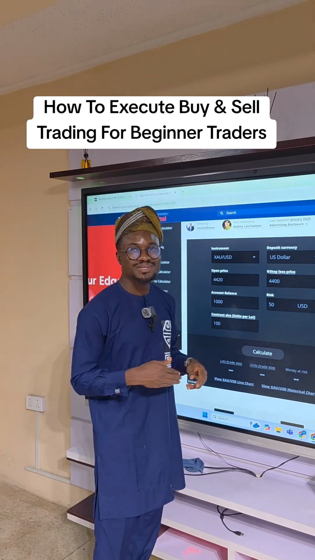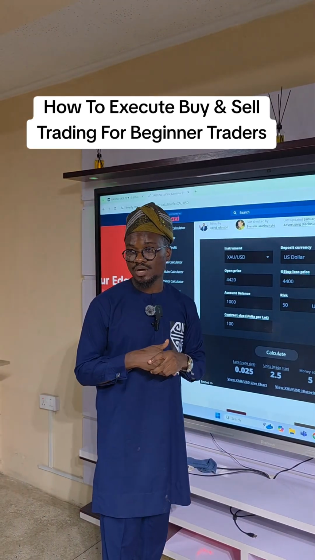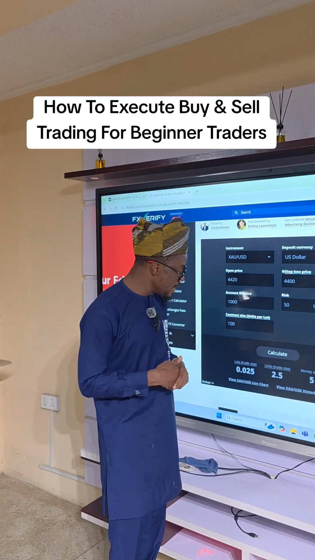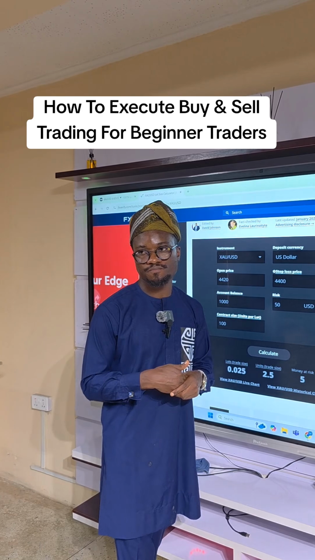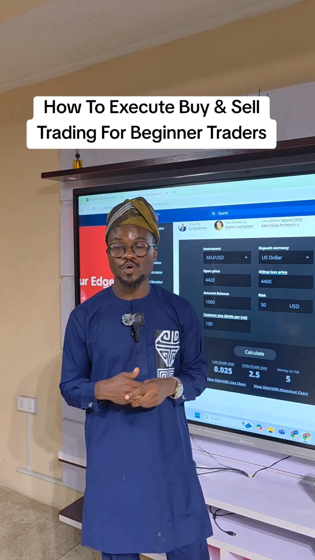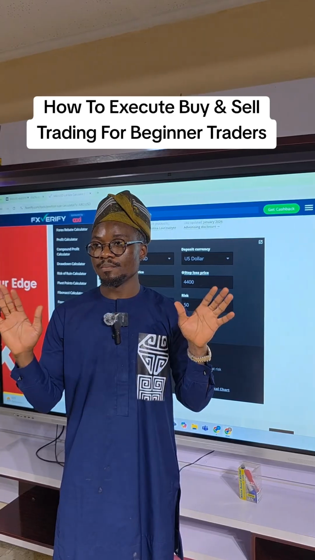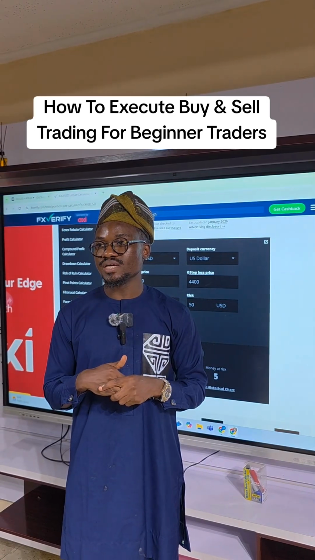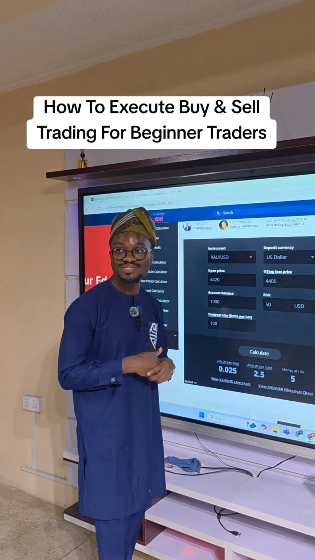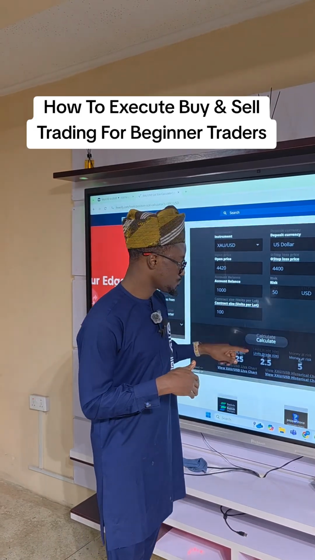Now you click on calculate. You can see, for you to risk $50 based on this stop loss, that means you need to take 0.025. If you are not running a nano account, or if your broker doesn't provide you with a nano account, if the minimum standard unit size on your broker is mini, then that means you have to take 0.02. So you can see that.